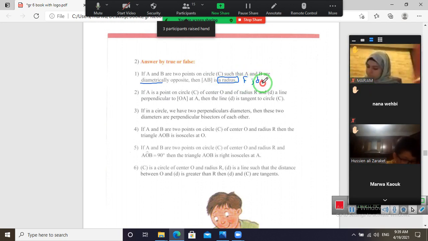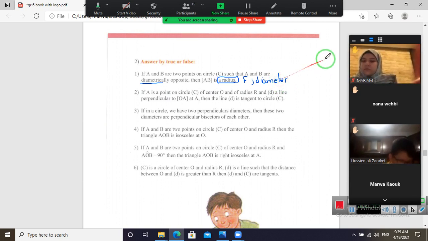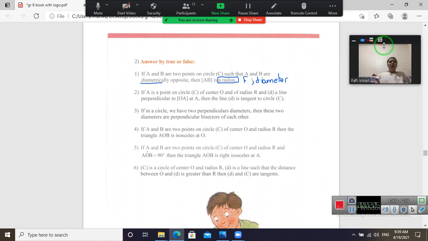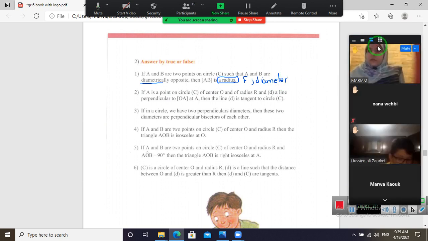You circle the word radius to know that it is the wrong one, and write diameter, since they are diametrically opposite. From the word diametrically, I can reach that what? That they are a diameter. Okay. Part 2, Fatima Ismail.